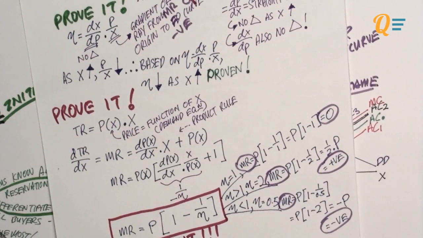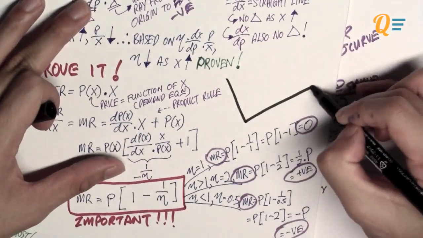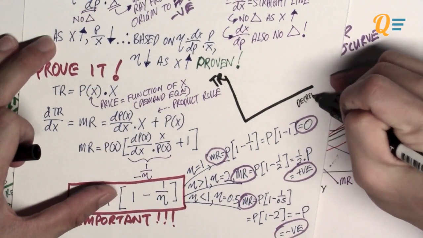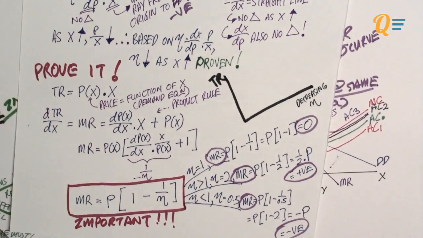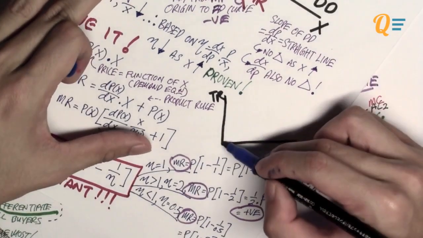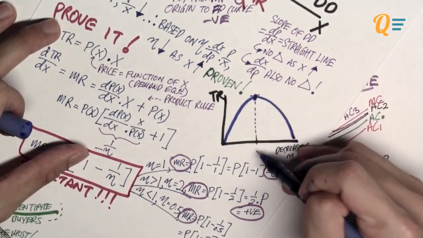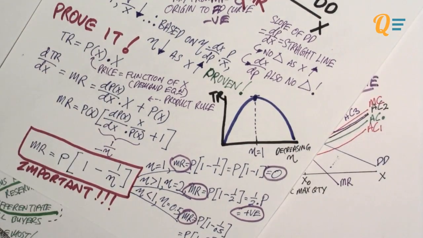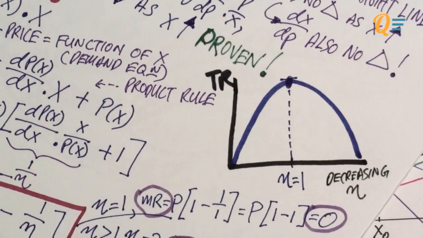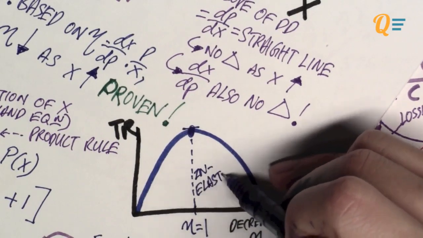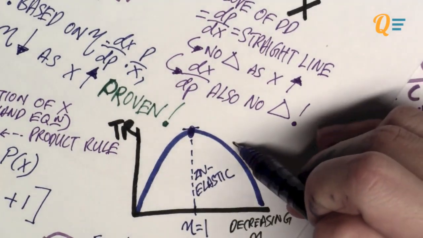Simple. So if I draw a graph with, say, total revenue on the vertical axis, and on the horizontal axis, as I move towards the right, my elasticity is decreasing. What you notice is that the total revenue curve will look like this. And it's going to peak where my price elasticity of demand equals 1. Okay, and it is actually decreasing when the demand is inelastic, and there's a reason for this.